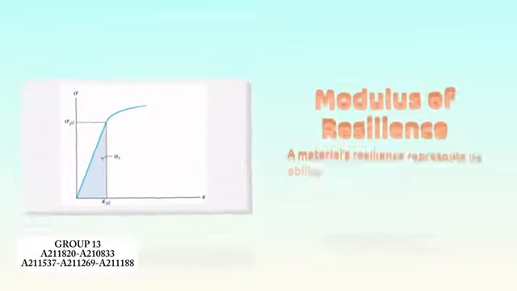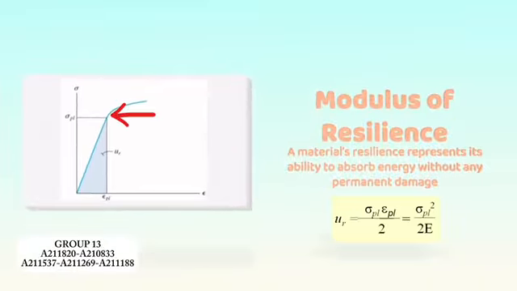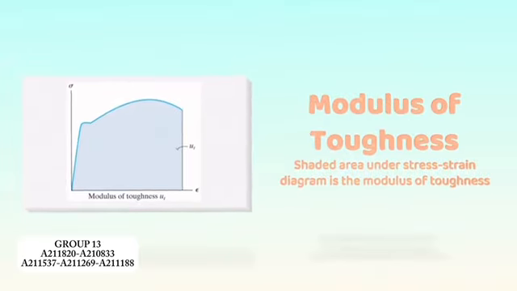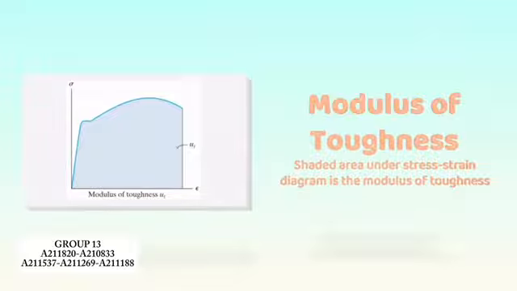When stress reaches the proportional limit, the strain energy density is called the modulus of resilience. A material's resilience represents its ability to absorb energy without any permanent damage. For the modulus of toughness, the graph indicates the strain energy density of the material before it fractures. The shaded area under the stress-strain diagram is the modulus of toughness.